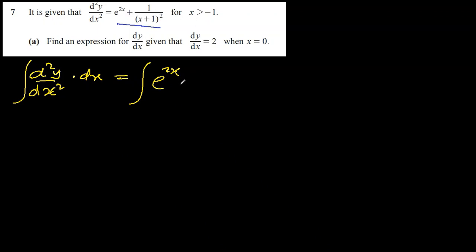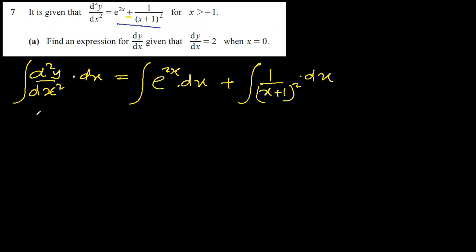In question 7, it is given that the second derivative is equal to this expression. Find the expression for dy over dx. So, to find dy over dx from d square y over dx square, we integrate it with respect to x and we get dy over dx. So what we'll do, we'll integrate the right side as well. E to the power 2x, let me separate the two, plus 1 over (x plus 1) square dx. Because they're adding, we can separate them like this.